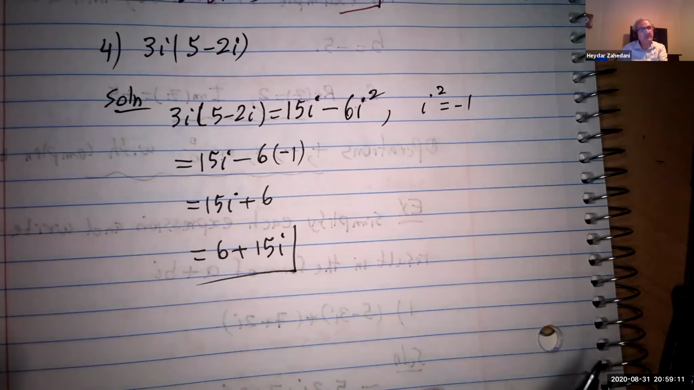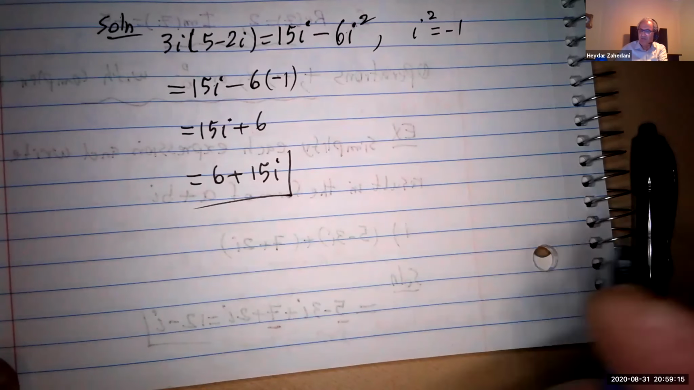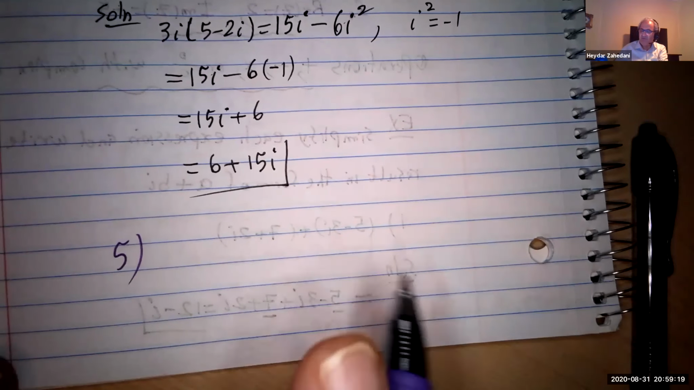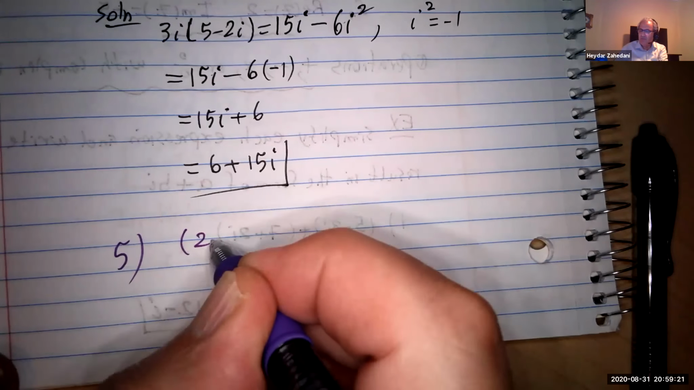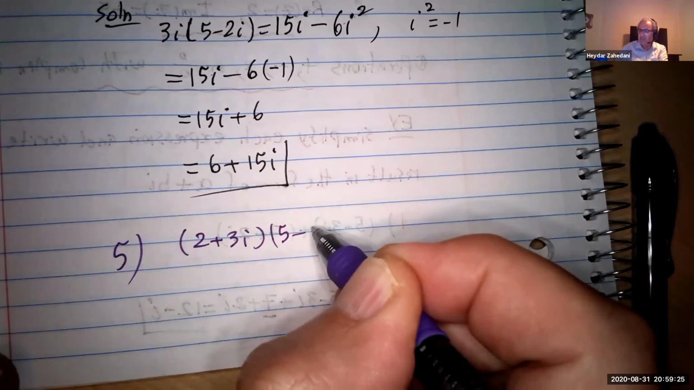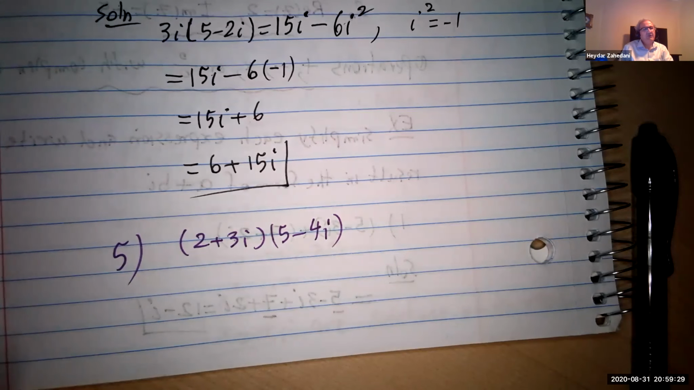The type 2 is a kind of FOIL method. Number 5: you want to FOIL it. It's 2 plus 3i times 5 minus 4i. Apply the FOIL method to get this number.